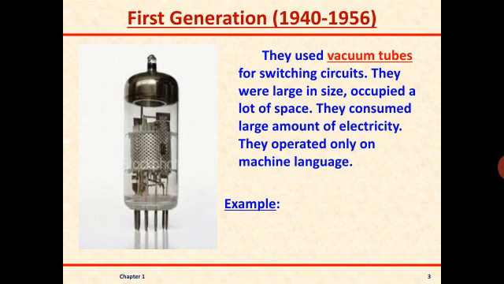These things we will learn again later, at the end of this class. So these come under the first generation of computers.